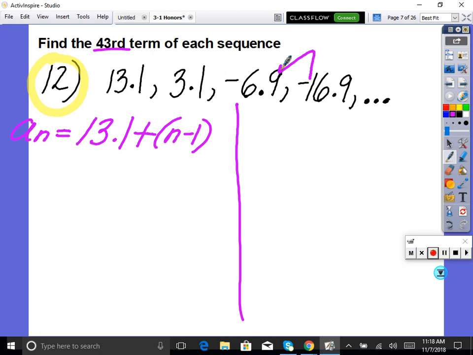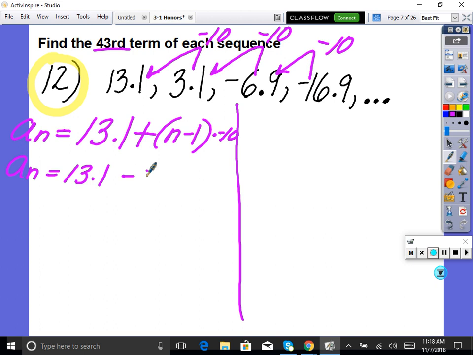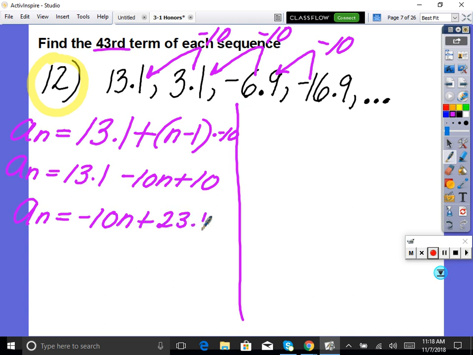This minus this, this minus this, this minus this: negative 10, negative 10, negative 10. Our common difference is negative 10, so then times negative 10. Just plugging it into our formula that I gave you on that worksheet. Now let's simplify it. We have a sub n is equal to 13.1 minus 10n plus 10. So any term in our sequence can be found by negative 10n plus 23.1.